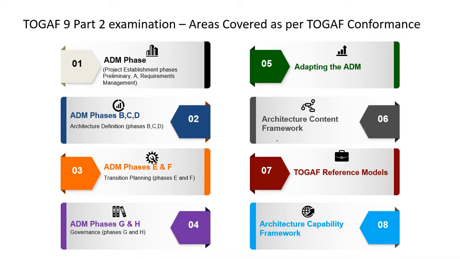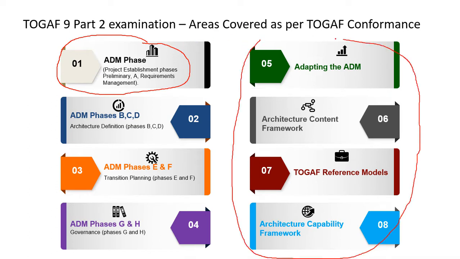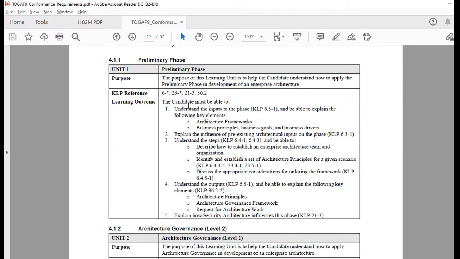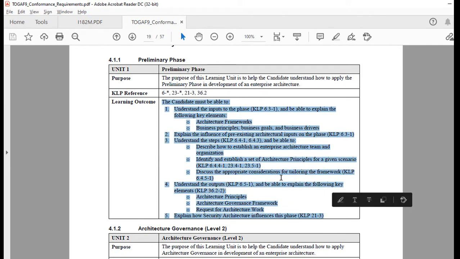Hi guys, welcome back, and in this section we are going to talk about the preliminary phase of ADM. So this will be our first section, and what are we going to cover in this? We are going to touch base on adapting the ADM, the architecture content framework, the TOGAF reference model, and the architecture capability framework. From the TOGAF conformance level, we can quickly check what we are going to cover: the preliminary phase. So our learning outcome is going to be this.